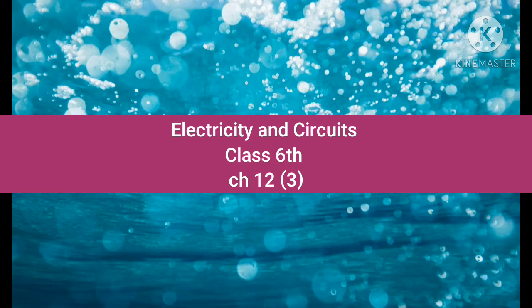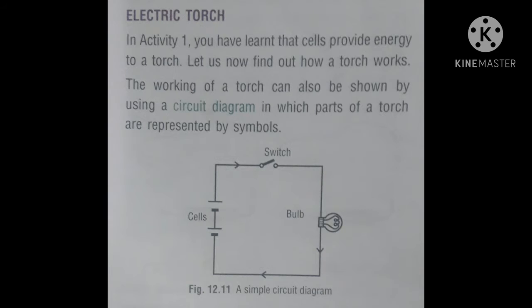Electricity and Circuit, Class 6, Chapter 12, third part. Topic is electric torch. Children, do you remember activity 1? In that you have learned that cells provide energy to a torch. Let us now find out how a torch works.